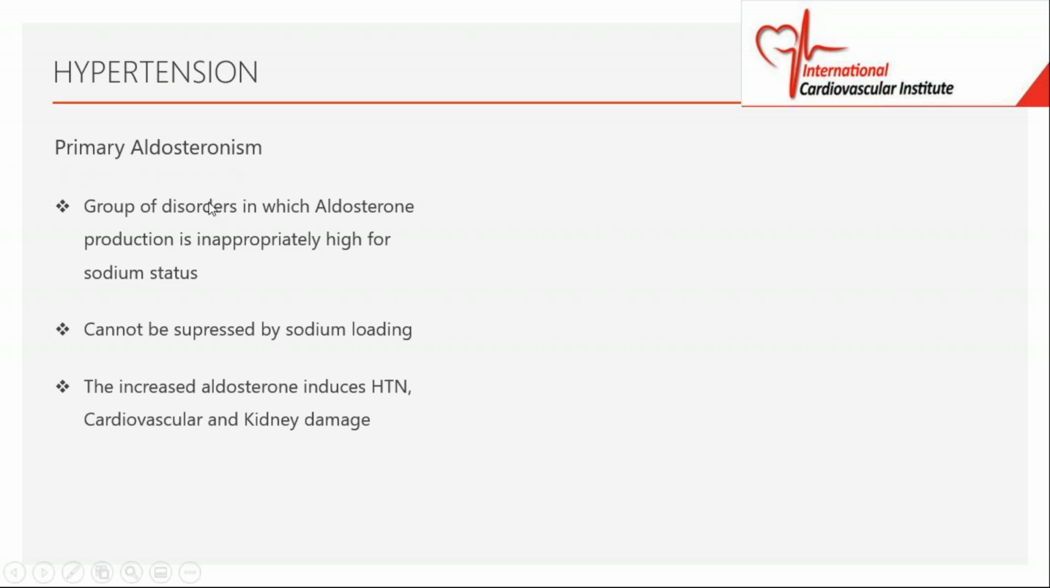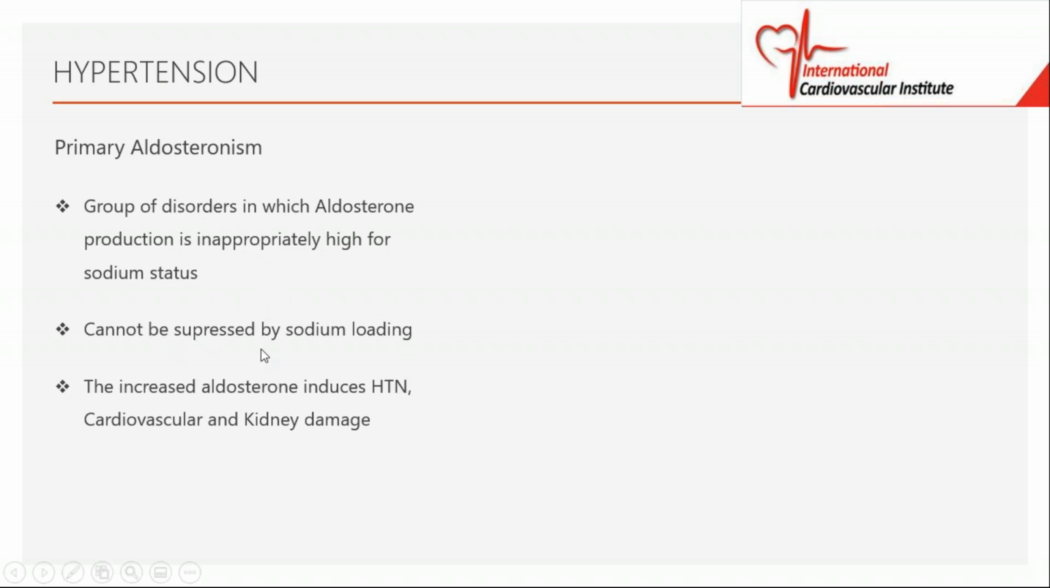Primary aldosteronism is basically a group of disorders in which aldosterone production is inappropriately high for the sodium status of the patient. So there is increased aldosterone production from the adrenals, and as a result of that, you get hypertension. And the potassium is going to be low because of the increased sodium potassium exchange in the kidneys. The potassium is usually low in these patients.